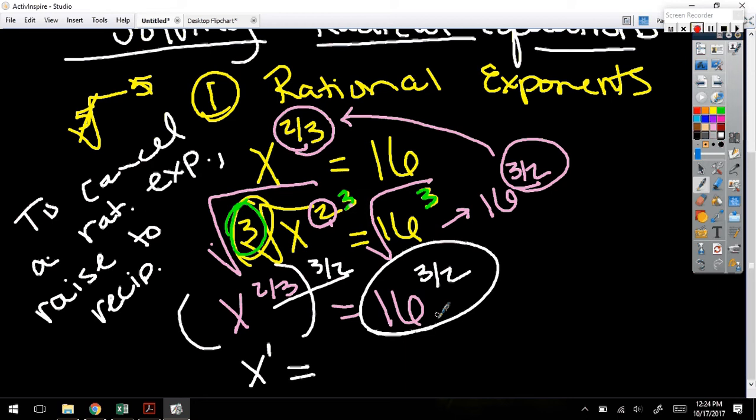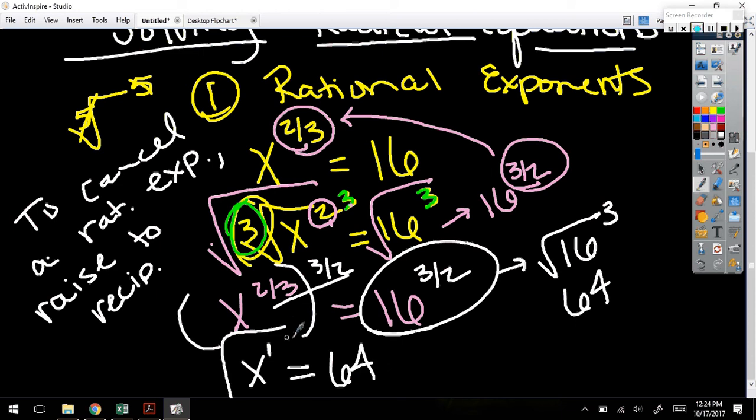You do the little thing that we learned: the square root of 16 to the 3rd. What is 16 to the 3/2? 64. Yes, it is.